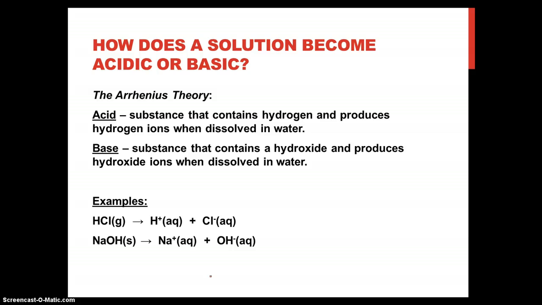All right, now, how does a solution become acidic or basic? Well, there are two different theories we're going to look at. The Arrhenius theory is the very first theory. It was the first kind of idea of how something became acidic or basic. And Arrhenius said that an acid is a substance that contains hydrogen and produces hydrogen ions when dissolved in water. And a base is a substance that contains hydroxide and produces hydroxide ions when dissolved in water. So as you can see, they both have to be solutions. They're both dissolved in water.